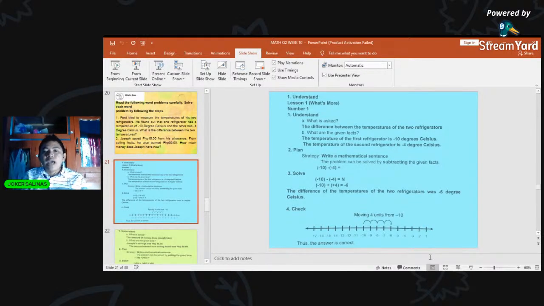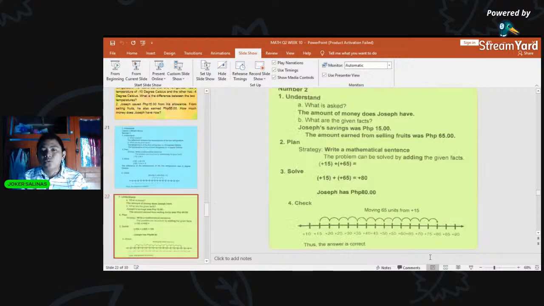And then the answer there is negative 6. So the difference of the temperature of the two refrigerators was negative 6 degrees Celsius. To check, we need to move 4 units from negative 10. Next, how about problem number 2?